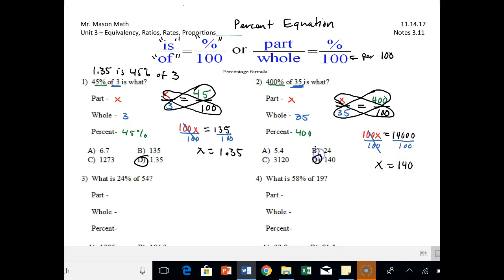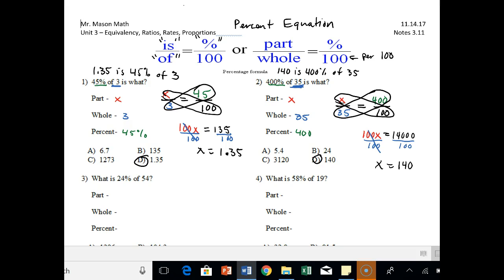So let's ask ourselves again, what does that mean? It means 140 is 400% of 35. Think about that. 100% of 35 would be 35. So it makes sense that 140, which is multiple times bigger than 35, is way more than 100% of 35. In fact, it's 400% of 35.